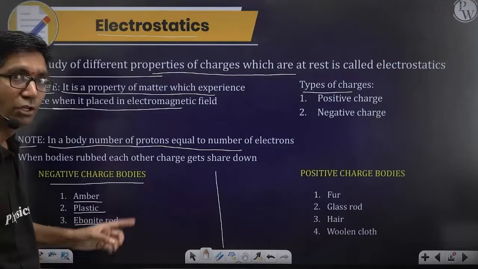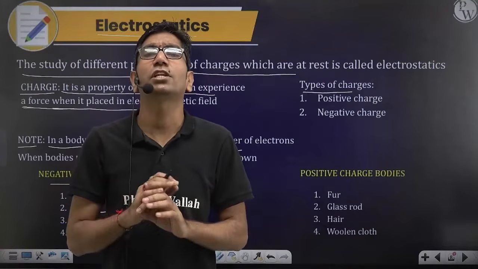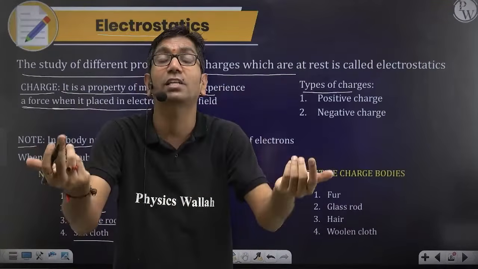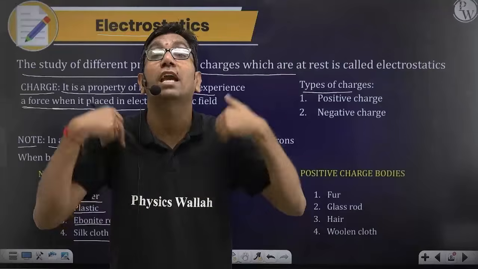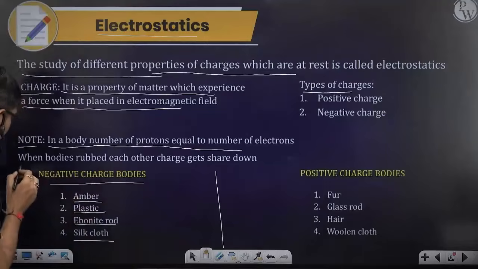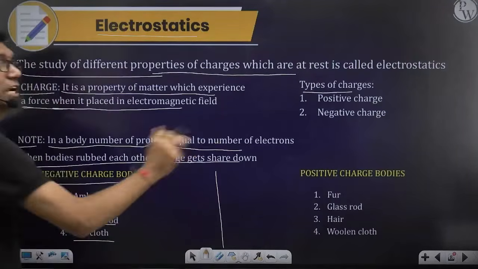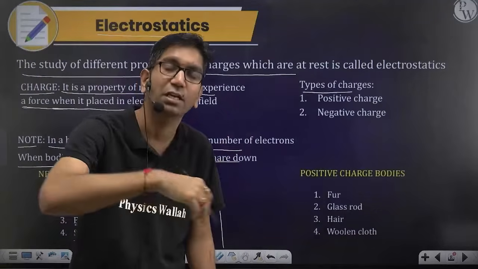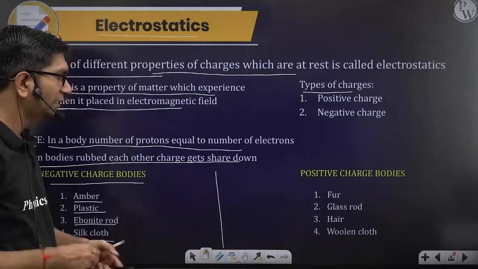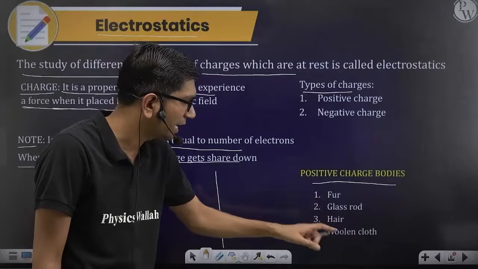The first question is, if each and every body in the universe is always neutral, then how do we make a charged body? By rubbing. When bodies rub each other, charge gets transferred. Here are the positively charged bodies: fur, glass rod, hair, and woolen cloth.